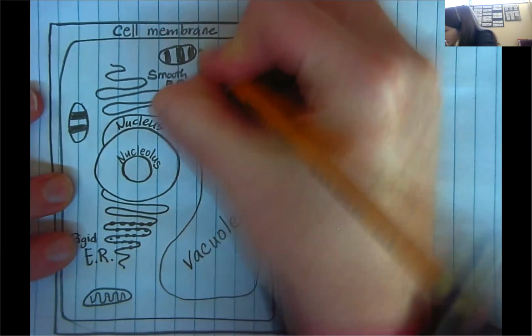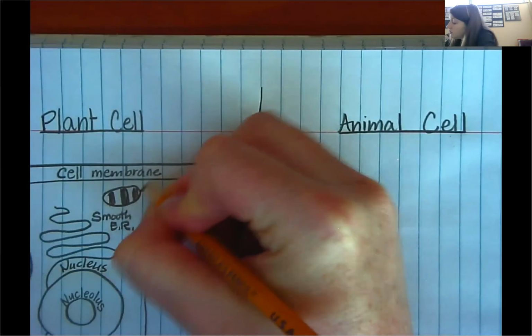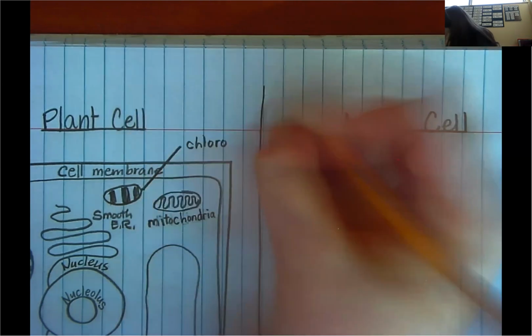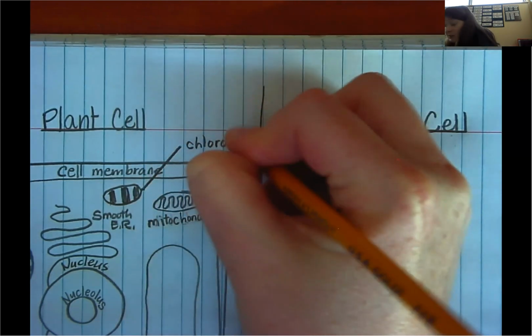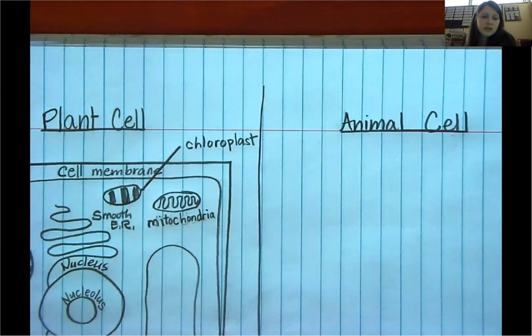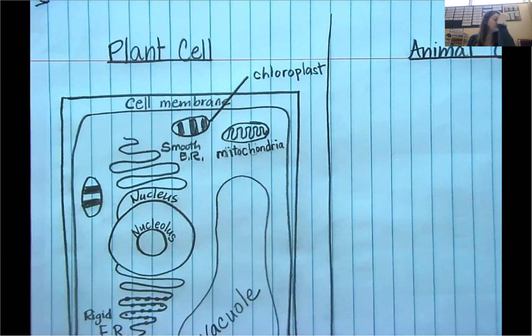I'm going to have to draw an arrow for this one to label it. So I'm just going to write chloro. Chloro actually means green, so pretty fitting. Okay, chloroplast. Almost done.